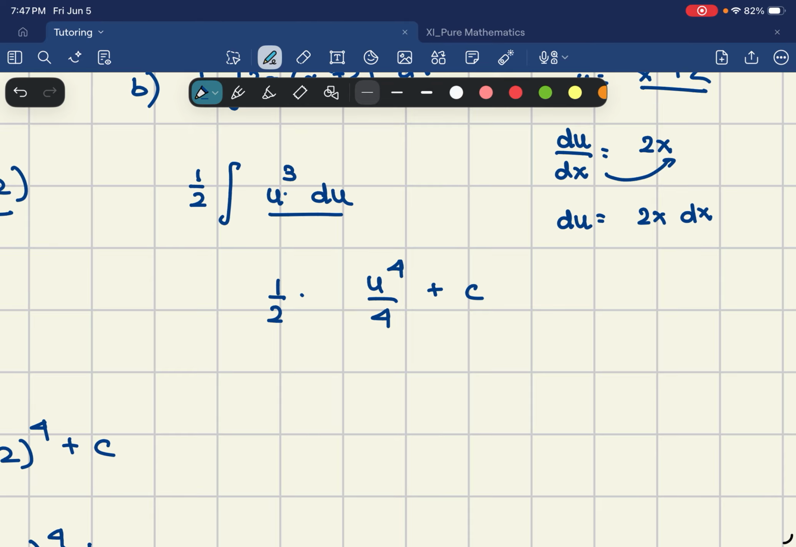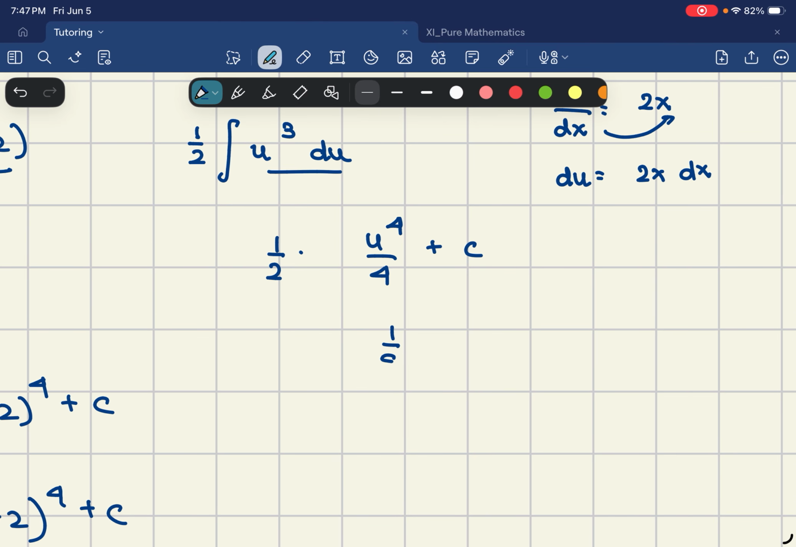This is just a dummy variable. I can change u to x now, again, because it's just another variable. The rules that were working for x to the power n dx also will work for u to the power n du. It's just a variable. So your final answer is 1 over 8 u to the power 4 plus c. And what is u?